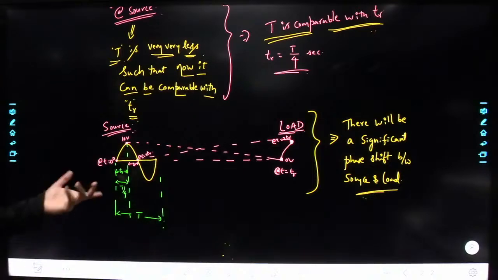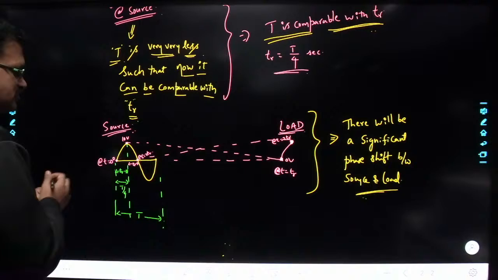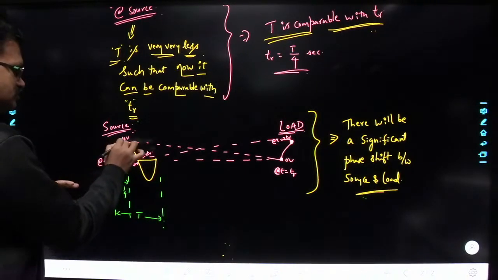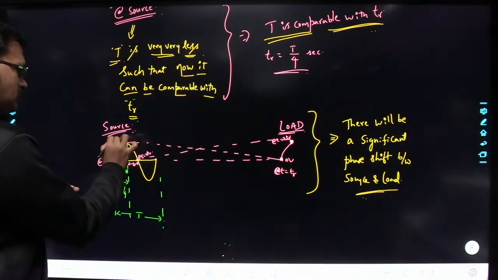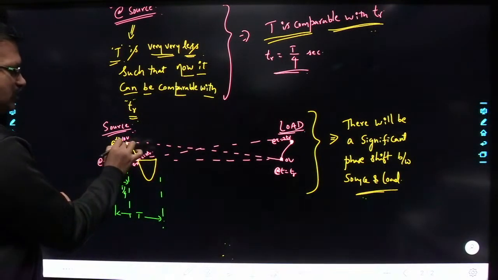So because of this, what will happen here? So after TR seconds here, if you observe the value of the signal, this is at t equal to TR. Understood? So after TR seconds, if you observe, the value of the signal is at what?